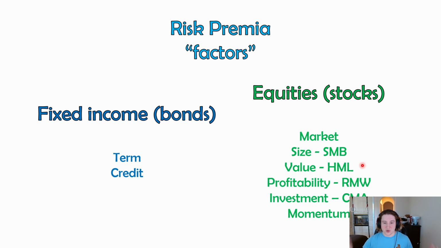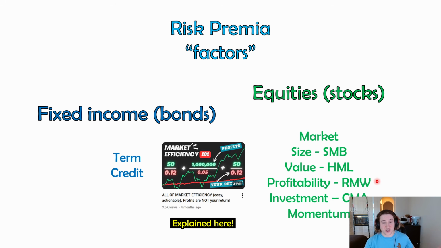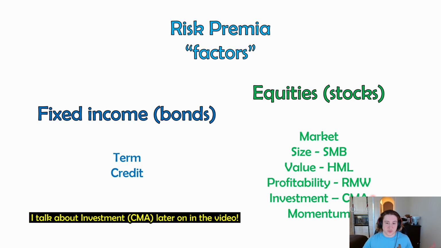Value, HML, we're talking about book to market. The rationale is that cheaper stocks need to provide you with a higher return than expensive stocks, because if a stock is cheap, there's something wrong with it. It has poor metrics, right? That's essentially how value works. Profitability, robust minus weak, I explained all of that stuff in my market efficiency video at the end of that. I'll put a little link in my YouTube video right now. You can watch that if you want to learn about that. Investment, conservative minus aggressive. We don't need to worry about that too much for now.